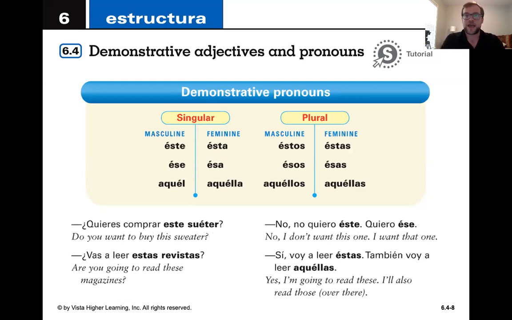So no, no quiero este, quiero ese. No, I don't want this one. I want that one. ¿Vas a leer estas revistas? Sí, voy a leer estas. También voy a leer aquellas, those over there. So I'm going to read these, and I'll also read those over there.